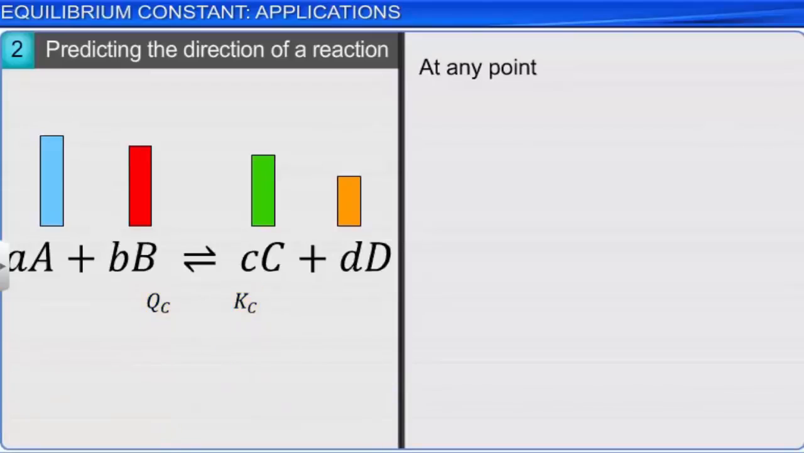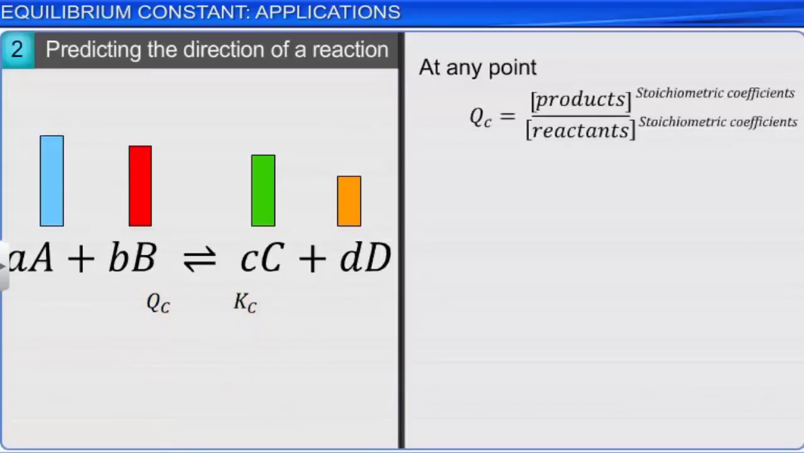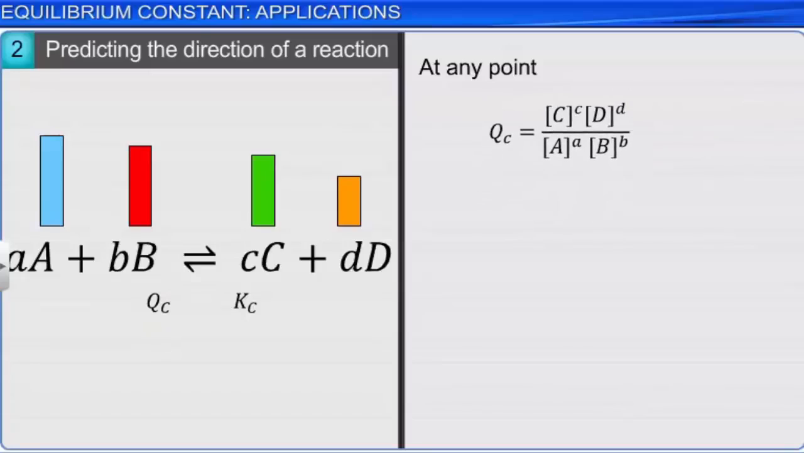At any point in a reversible reaction, the ratio of the concentration of the products raised to their respective stoichiometric coefficients to that of the reactants raised to their respective stoichiometric coefficients is known as the reaction quotient. It is denoted by Qc for molar concentrations and Qp for partial pressures. The reaction quotient expression of a reaction has the same form as the equilibrium constant expression for that reaction.